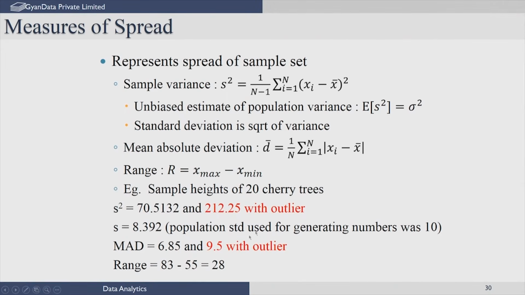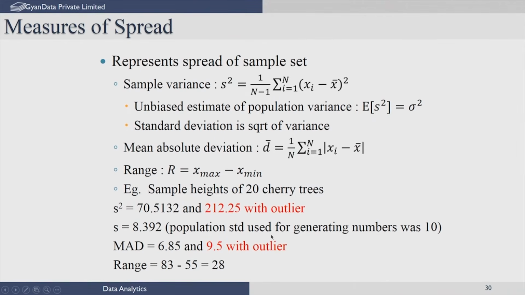In fact, if you take the mean absolute deviation from the median, it would be even better in terms of robustness with respect to the outlier. The range of the data can be obtained as the maximum and minimum value, and I have just simply reported it. So these are measures of spread.